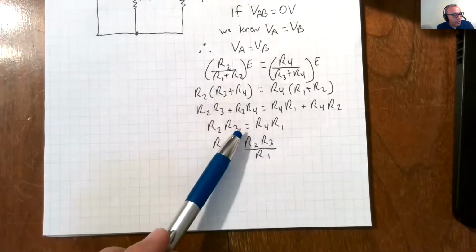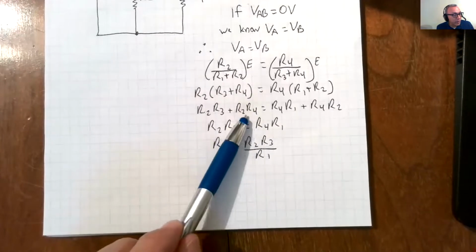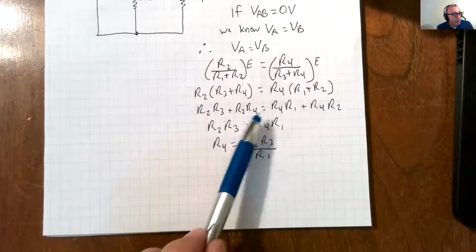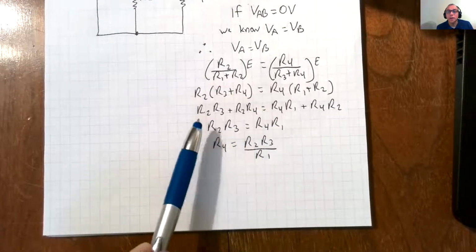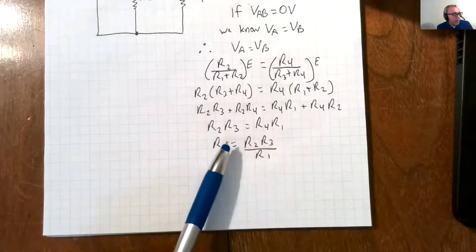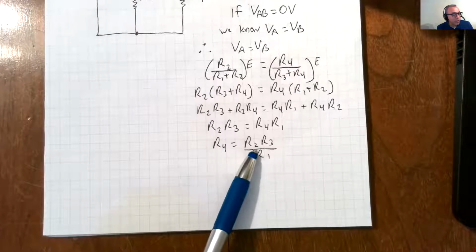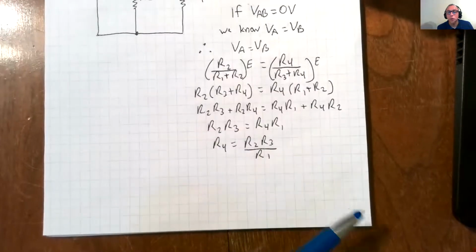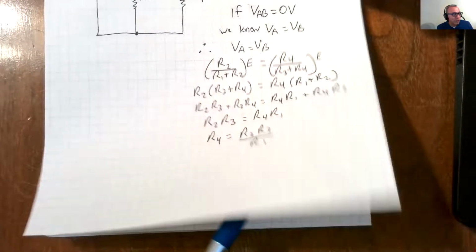Now we can eliminate R2 R4 on both sides. Okay, we can eliminate that. So now we have R2 R3 is equal to R4 R1. And now if we solve for R4, it's R2 R3 over R1. So that's what we get there.